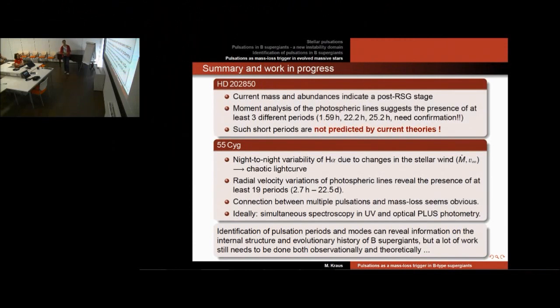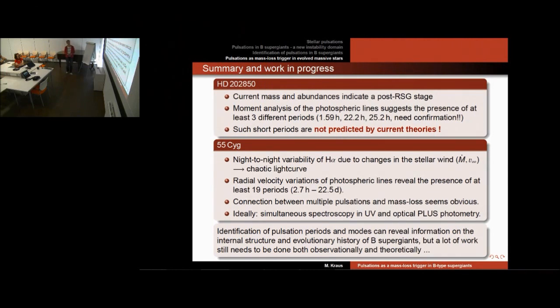We found so far 19 periods from the radial velocity variations of its helium line, periods ranging from about 2.7 hours to 22.5 days. This is longer than was expected from regular g modes, and so we suspect also that some of these modes could be connected with strange mode pulsations that are triggering mass loss rate.